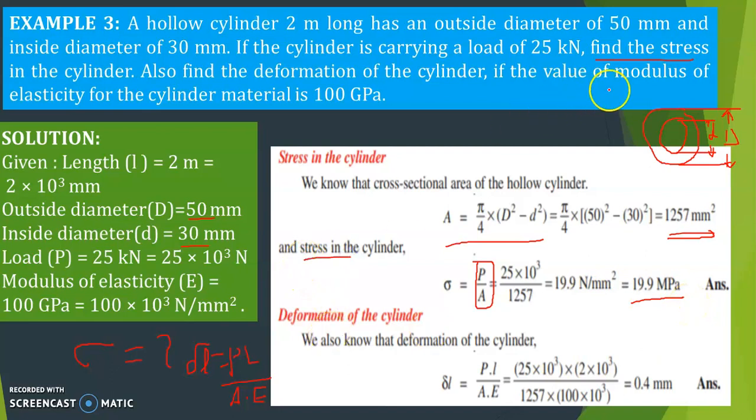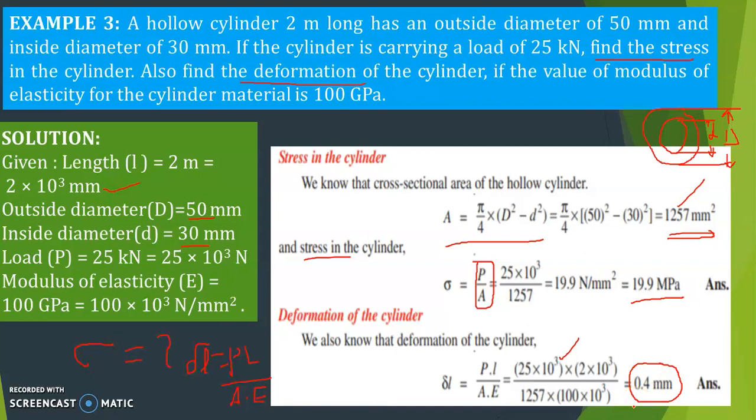Next you have to find the deformation also. Deformation is equal to delta L is equal to PL divided by AE. P is 25 into 10 raised to 3, and L is 2 into 10 raised to 3, and area is the value you got, 1257, into E. E is given 100 into 10 raised to 3. Once you simplify this, you will get delta L is equal to 0.4 mm. So in this way you can calculate the deformation.